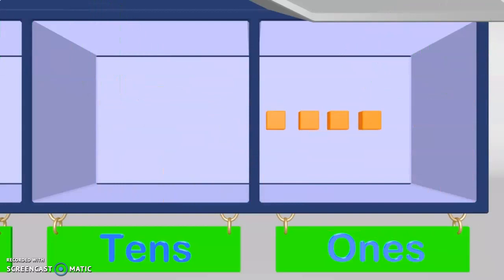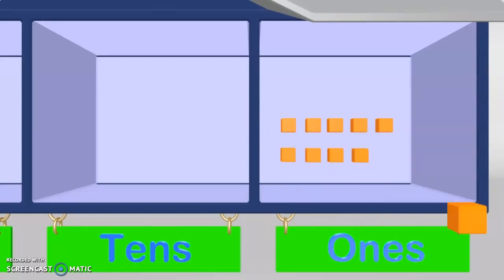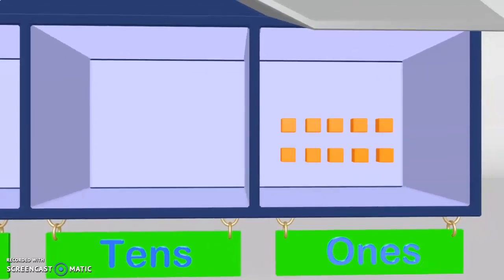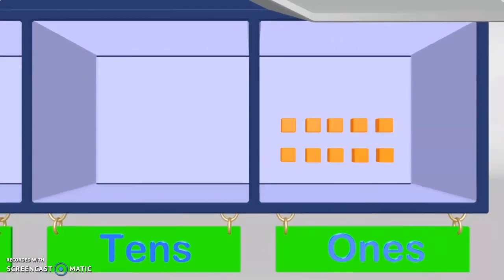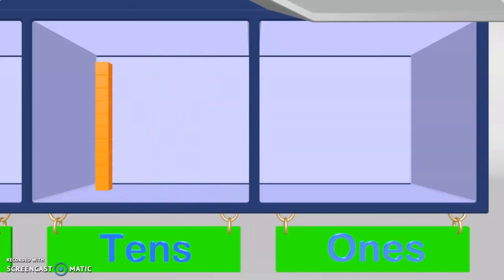Here we have 4 ones blocks, and they go in the ones place. Now count with me as we add more ones blocks to the room. 5, 6, 7, 8, 9, and here comes one more. Once we have 10 of the ones blocks, we have to group them into what? We group them into a 10. Great job! This is a tens block. Can you tell me which room a tens block belongs in? It belongs in the tens room.